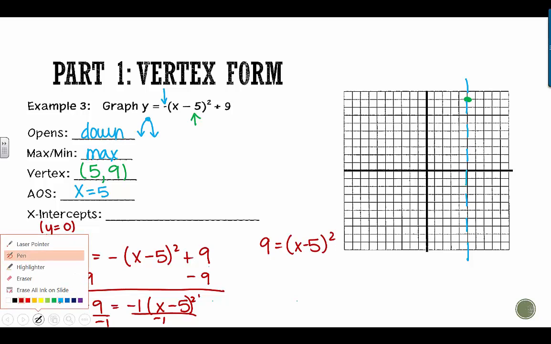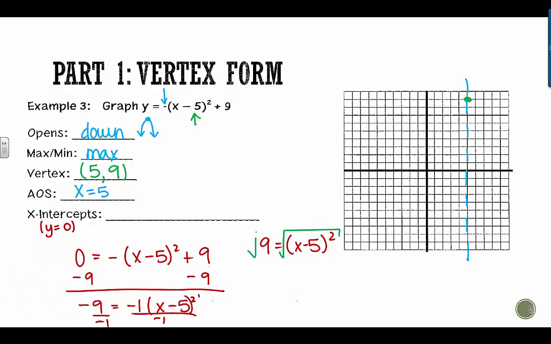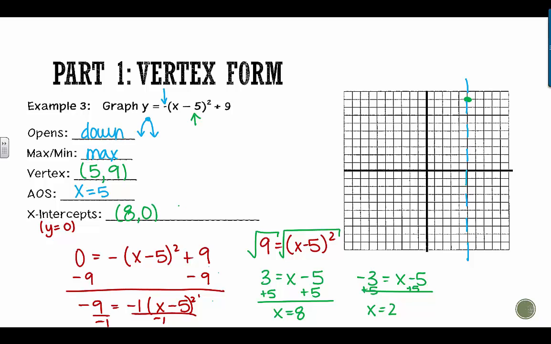And if we want to solve this, all we got to do is take the square root of both sides. So remember, this gives you positive 3 equals x minus 5 and negative 3 equals x minus 5. You can add 5 to both. So we get x equals 8. Add 5 to both. We get x equals 2. So those are our two intercepts at (8, 0) and (2, 0).